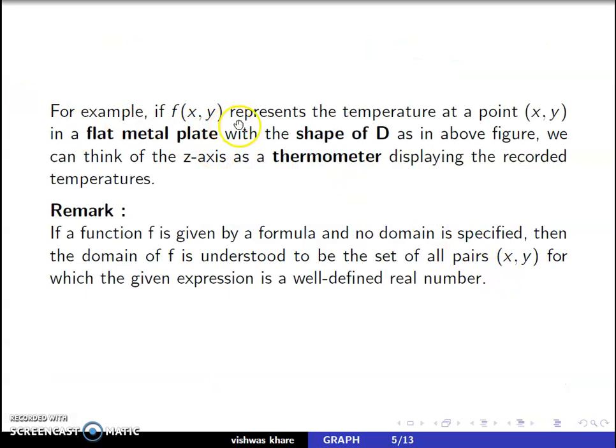For example, if f(x, y) represents the temperature at a point (x, y) in a flat metal plate with the shape of D as in the above figure, we can think of the z-axis as a thermometer displaying the recorded temperature. That is, the z-axis will record the temperature at a given point on D. Remark: if a function f is given by a formula and no domain is specified, then the domain of f is understood to be the set of all pairs (x, y) for which the given expression is a well-defined real number.